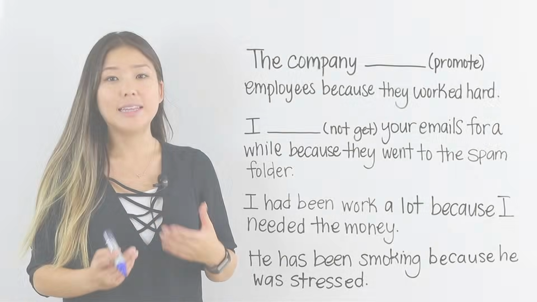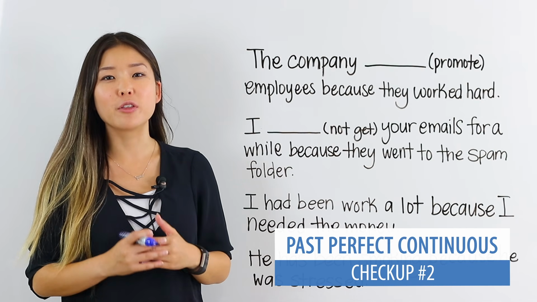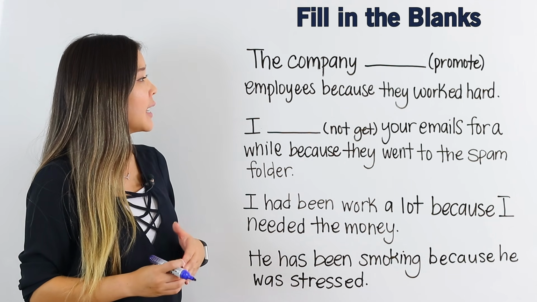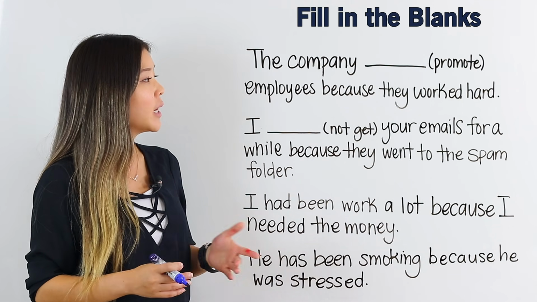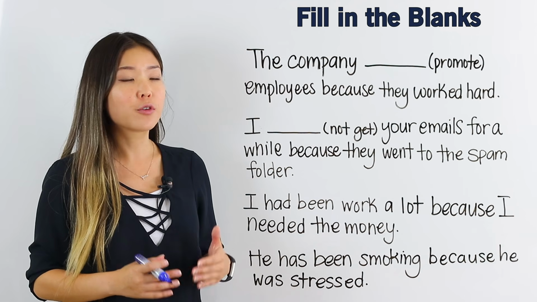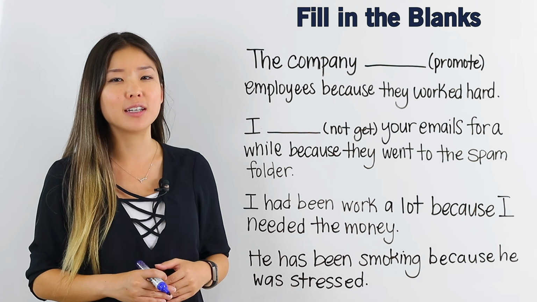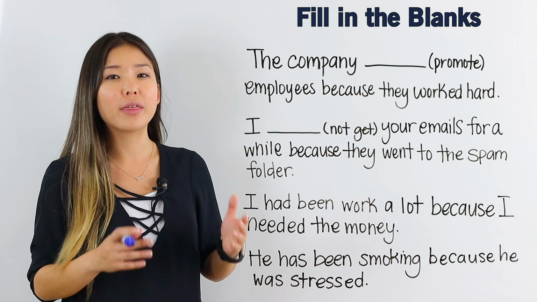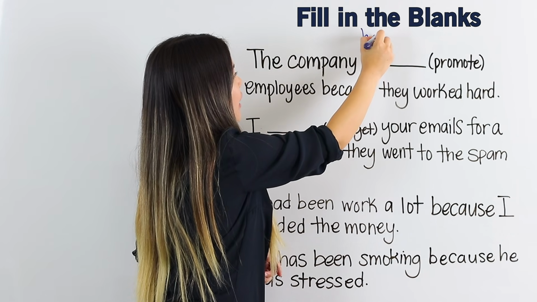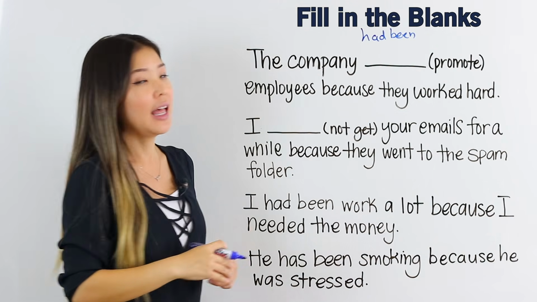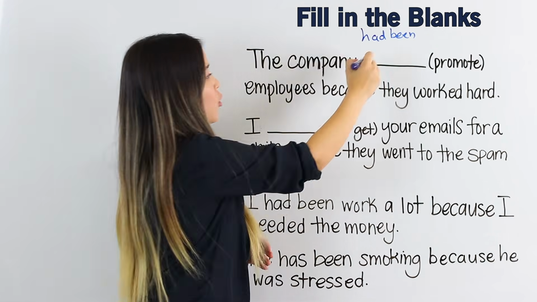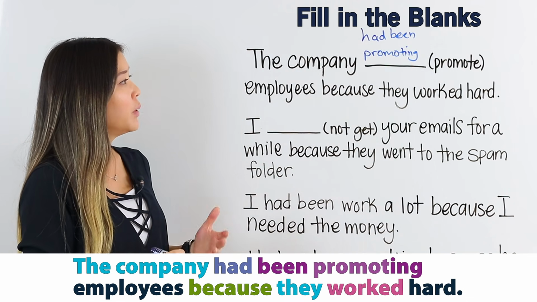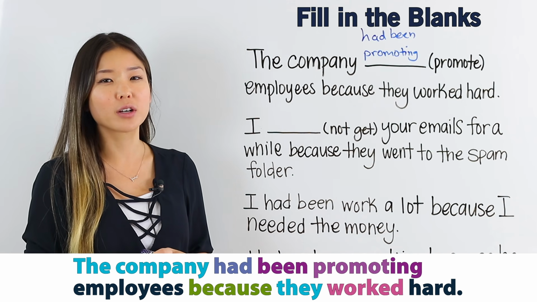Let's move on. Now, let's move on to another checkup of the past perfect continuous tense. Take a look at the first example. It says, "The company blank employees because they worked hard." Use the verb promote in the past perfect continuous tense. Remember, no matter what the subject, we follow with had been. So we say the company had been and then verb ing. So promoting. The company had been promoting employees because they worked hard.